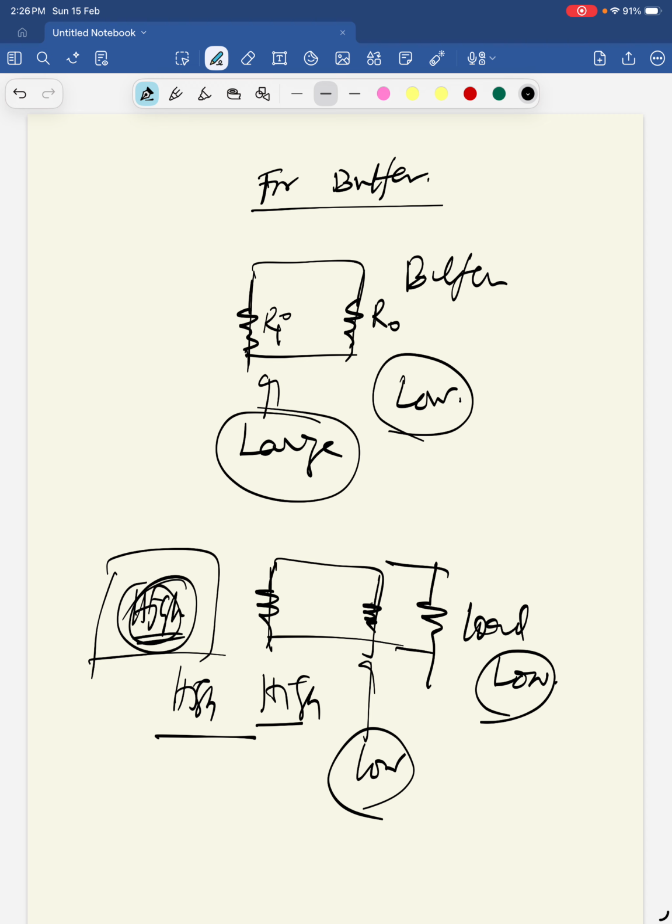So this is the low impedance for the buffer. This is buffer or emitter follower. This is buffer. This is source. So the source was connected to the load directly earlier, and for that impedance mismatch happens.